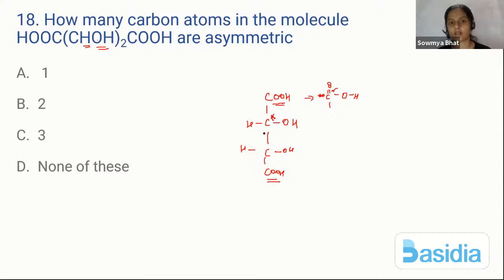And this carbon is attached to different groups: COOH here, a bulky group here, H and OH here. The same thing holds for this carbon also. So these carbons are attached to 4 different groups. So there are 4 carbons together, and out of them 2 are asymmetric.